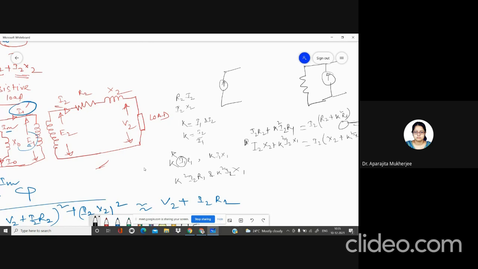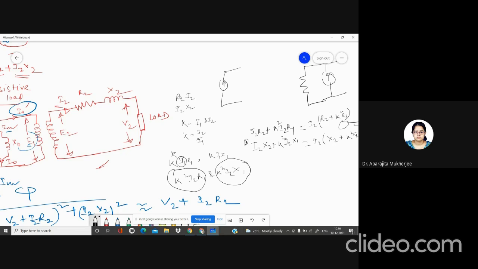If I say refer to the secondary side, then the relation between primary and secondary is found with respect to the transformation ratio. And we know there is a relation of voltage and number of turns, and of current, with the transformation ratio. So if we mention it with the help of the transformation ratio, we can write it is K square I2 R1 and K square I2 X1, that is the primary referred to the secondary.